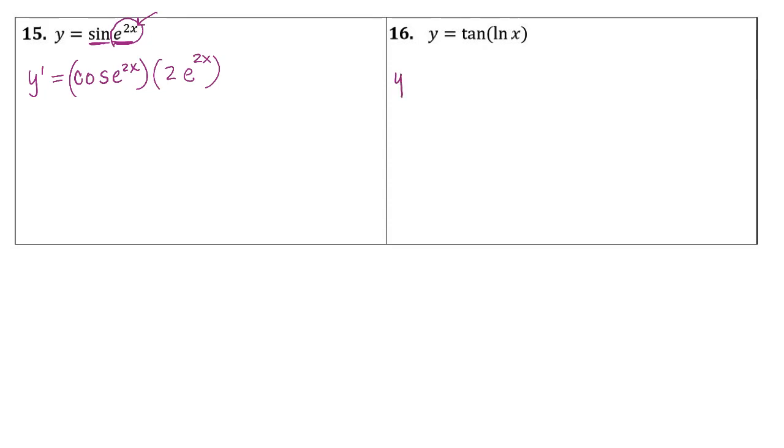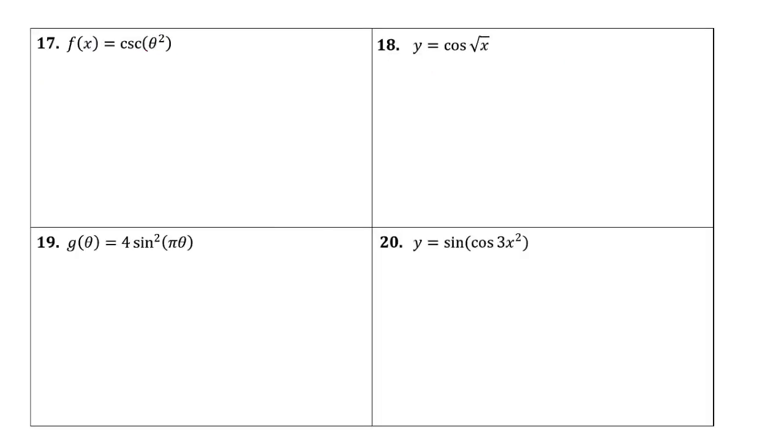Okay, so again, 16, a lot of the same. The derivative of the outside is when you're doing the derivative of tangent, which is going to be secant squared of whatever angle I have, which is natural log of x, times the derivative of the inside. Now, all of this is one quantity, times the derivative of the inside. So the derivative of natural log of x, well, that's going to be stuff prime over stuff, or 1 over x.